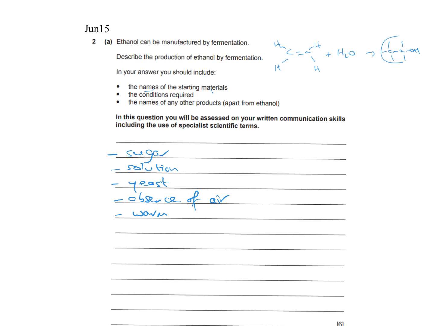And let's see what else do we need. So we've got the names, conditions required, and then the names of any other products formed apart from ethanol. Well, the other product is carbon dioxide.